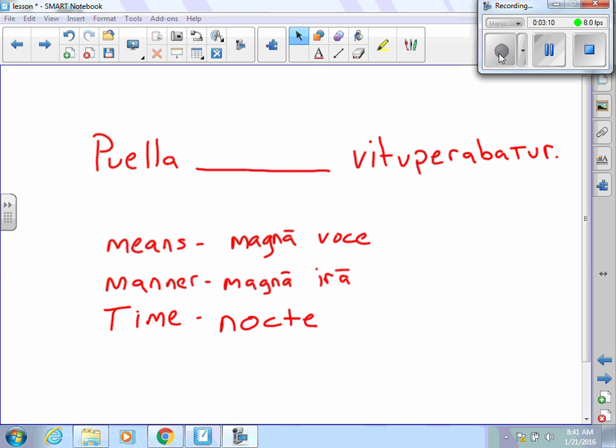If I want to know where something happened, I can obviously use an adverb, but if I want to use a noun to tell you where something happened, I would also use the ablative. Typically, whenever I'm using a place, I will get a preposition with it. In this case, we're going to say that the ablative of place is going to be in house. The girl was chastised in the house.